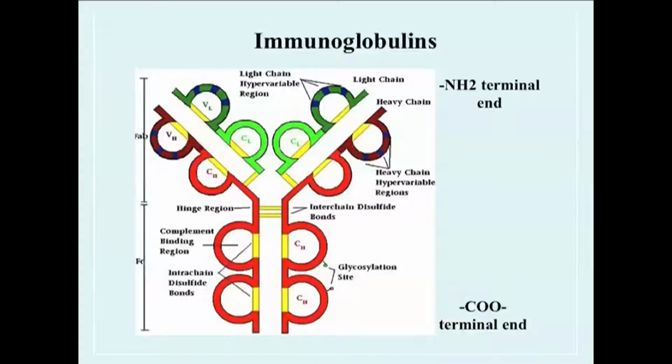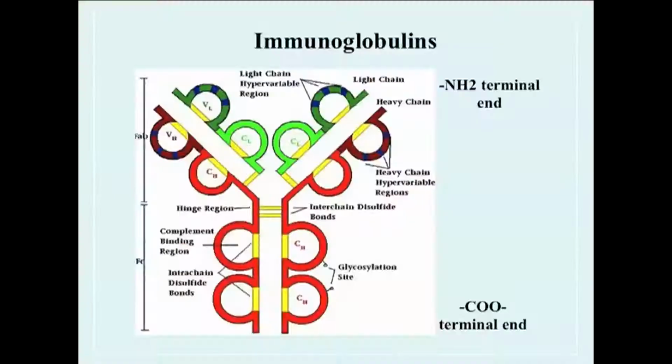Now, from the N-terminal end, 100 or 110 amino acid residues are called the variable region, because the sequence of this region varies among different immunoglobulin molecules, and this region is responsible for antigen binding. If we look into the detailed structure of the variable region, we will see 3 discrete hypervariable regions on the light chain and 3 on the heavy chain, and these 6 hypervariable regions are responsible for binding to an antigen molecule.